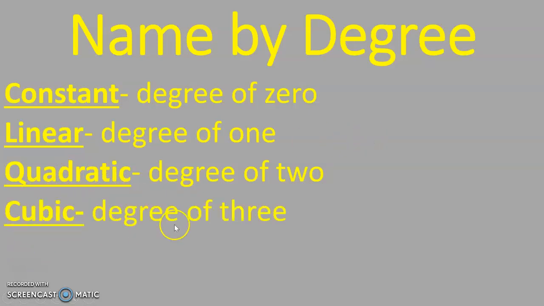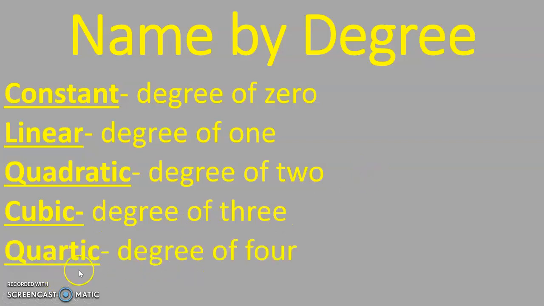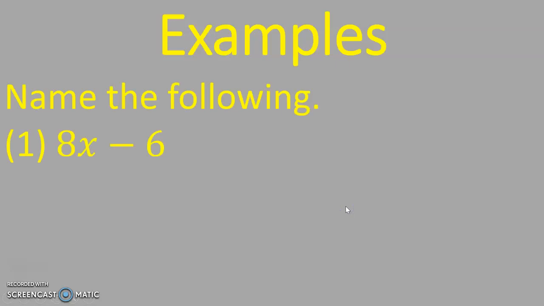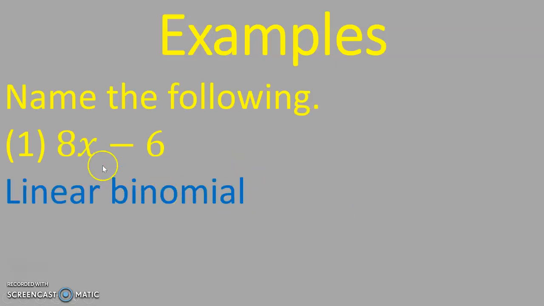Cubic, unsurprisingly, degree of 3. When you cube something, you raise it to the 3rd power. Quartic also sounds like 4, so degree of 4. Quintic, degree of 5. We don't have a common term after quintic. You may hear something like 6th degree polynomial and so forth. So let's look at some examples. Example 1, name it. Well, this is a linear binomial. Degree of 1 and 2 terms.